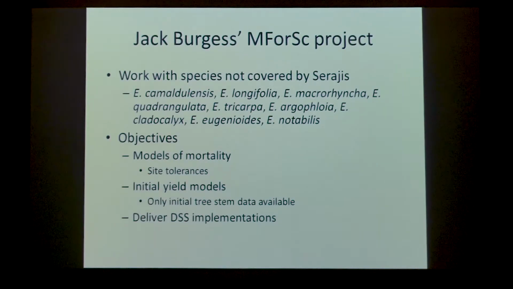Jack Burgess is working with the species that Sir Rogers is not working with, so there's not too much overlap between their studies. And Sir Rogers is looking at both microsite variation and macrosite variation. Jack is looking at just macrosite variation, but with a larger number of species. And his objectives are to derive models of mortality on those sites, to give initial yield models, given that we're dealing with very young data sets for these species.